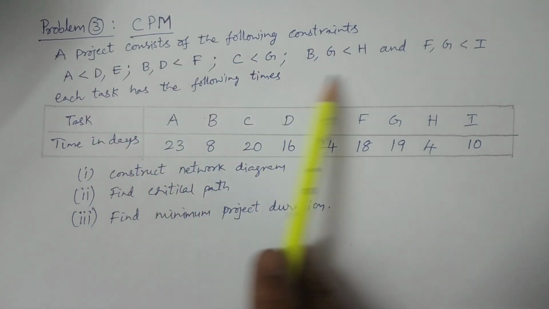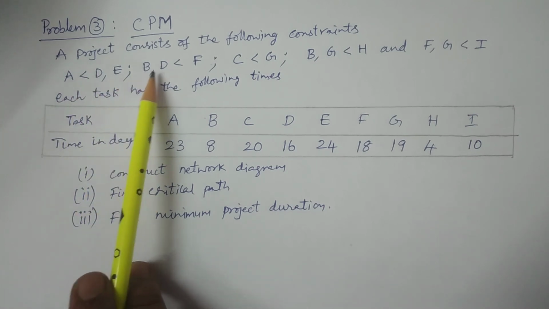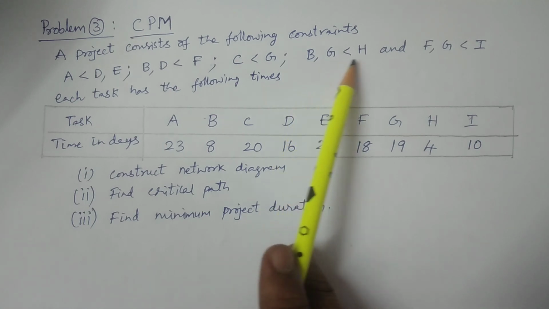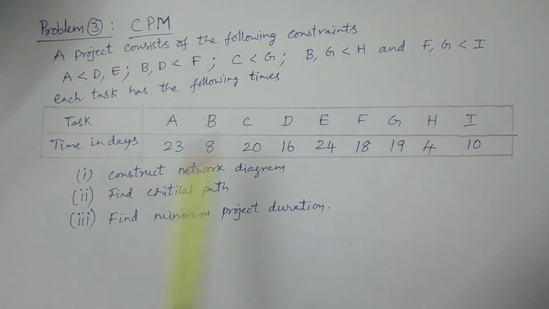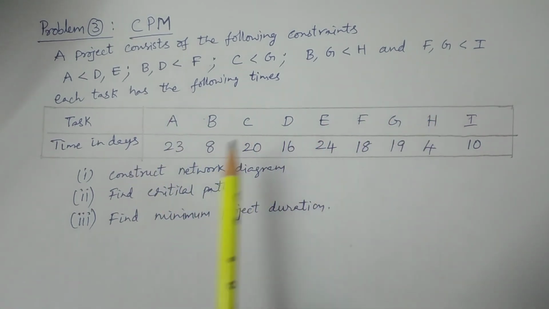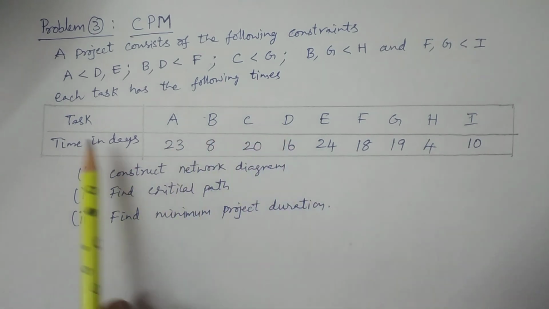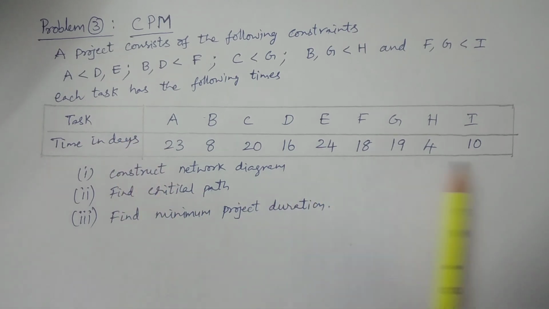These are the constraints: A < D, E; B, D < F; C < G; B, G < H; and F, G < I. What are A, B, C, D, etc.? Which are activities? A, B, C, D here are tasks. It is specified as tasks, which have the following times.